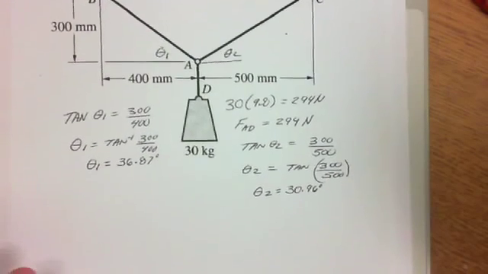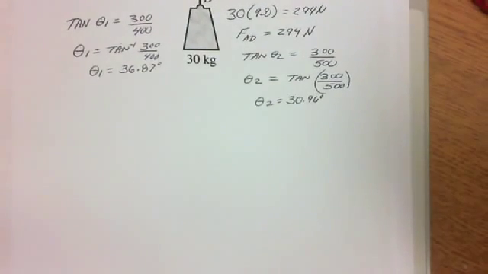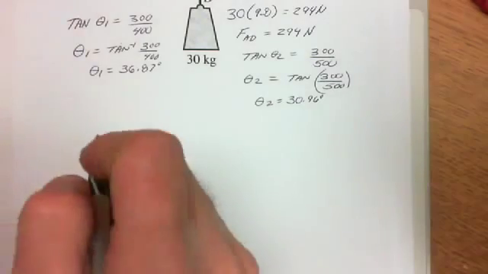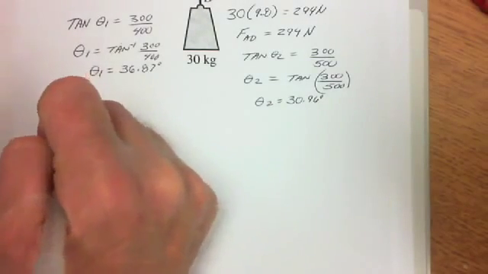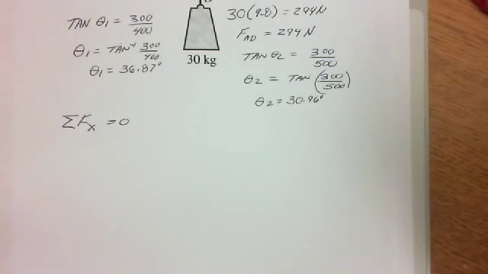Alright, now we're going to sum the forces. I'll keep on sliding this up so we'll have some room. We're going to sum the forces in the x direction first. So if I sum the forces in the x direction, they have to equal 0. And if I sum the forces in the y direction, they're going to have to equal 0. So we're going to sum the forces in the x direction.